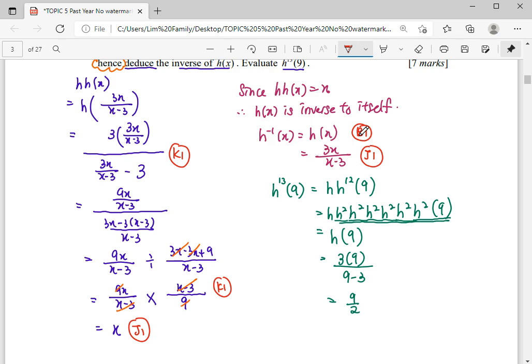We only accept this concept of how you find your h inverse from the composite function, from this special relationship when you get x. So finally, it is how we use the result here when we have h²(x) go back to x. So straight away it brings us h¹³(9) equals h(9). That will be our final answer.